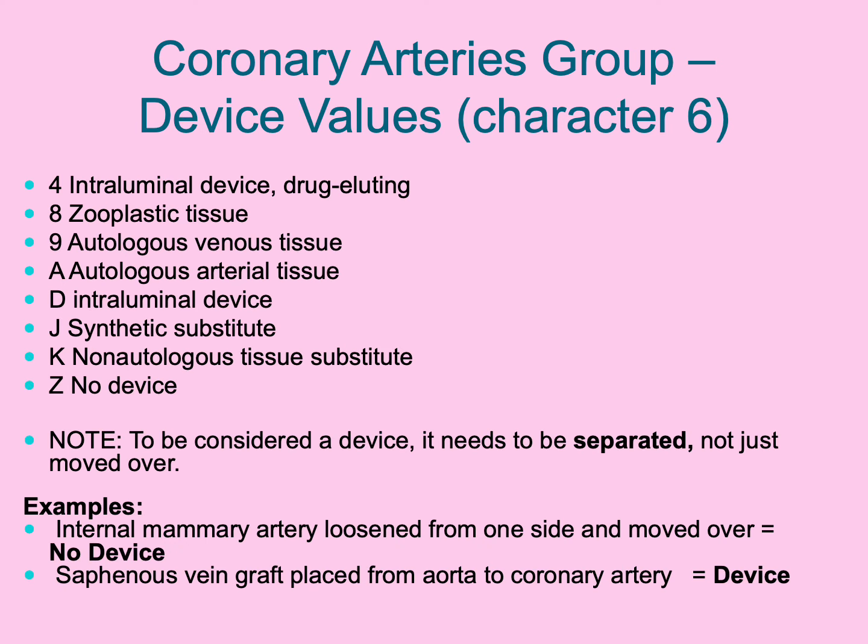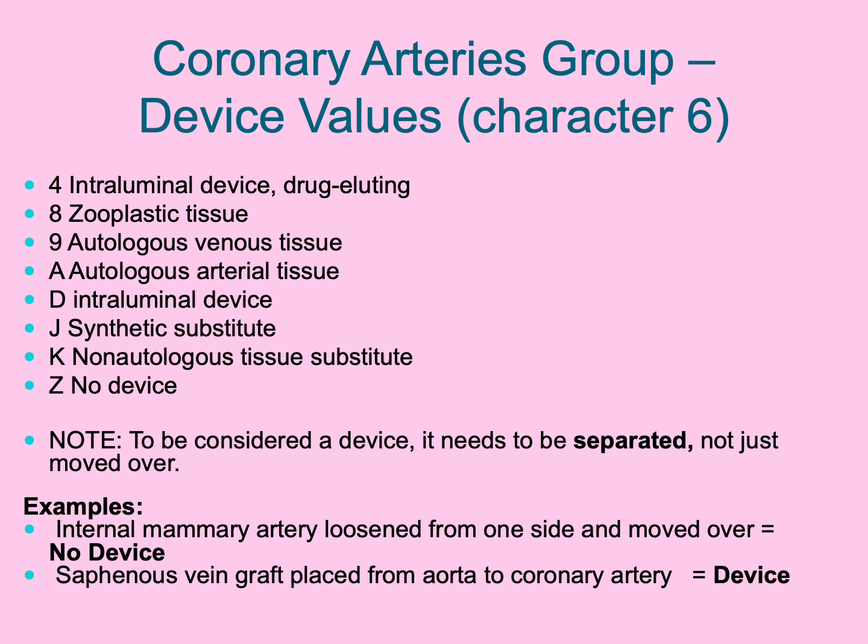Now, here are the possible device values. 4 intraluminal device, drug-eluting, meaning that the device keeps the artery, the blood vessel, open, and it also gives off a drug over time. 8 zooplastic, meaning from an animal. 9 autologous venous, so it's venous tissue from the patient. A, autologous arterial tissue from the patient. Z, intraluminal device, a device to keep the vessel open but doesn't give off a drug. J, synthetic, man-made. K, nonautologous tissue from someone other than the patient. And Z, no device.